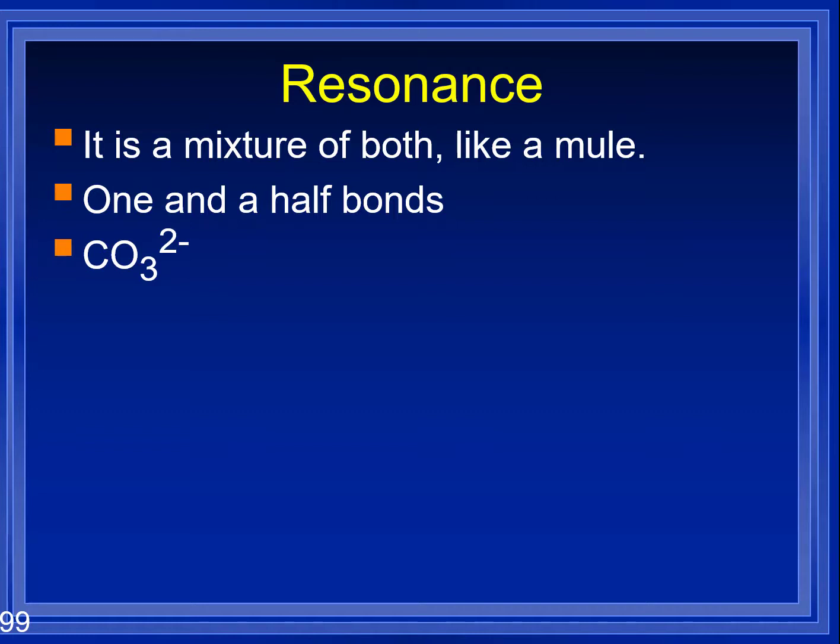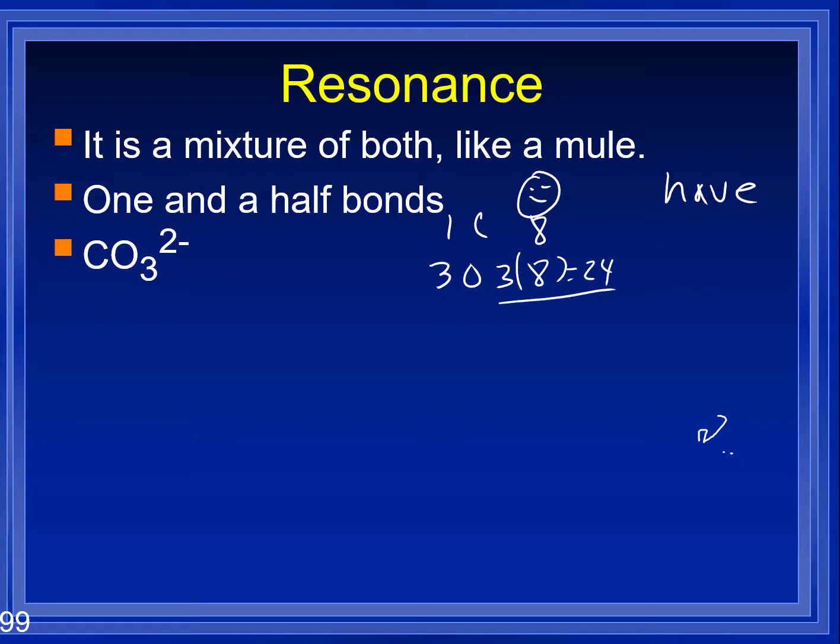This one, CO3 2-, is called carbonate. It's what gives your soda its carbonation. Okay. So, do the math. Happy has 8 for 1 carbon and 3 oxygens. The 1 carbon is happy with 8. The 3 oxygens are happy with 8, and 3 times 8 is 24. Or I can just say, hey, I got 4 8s, that's 32.